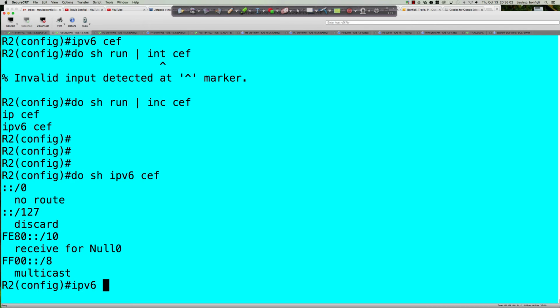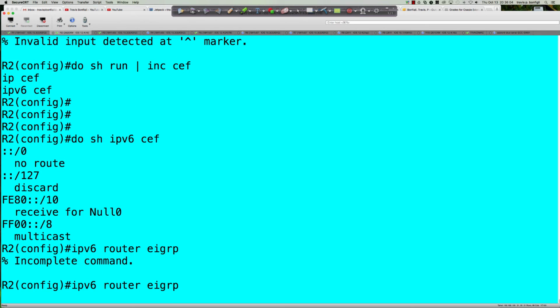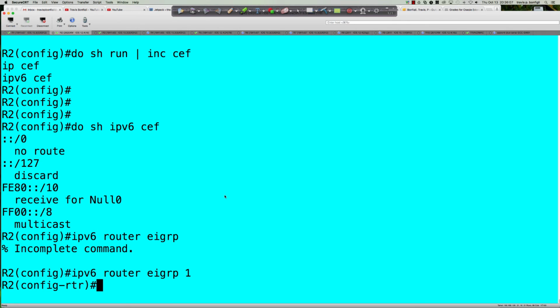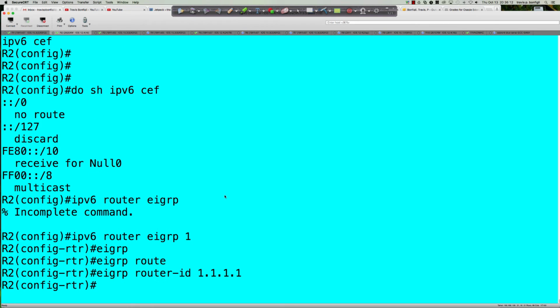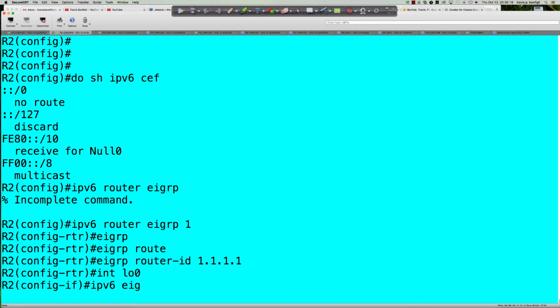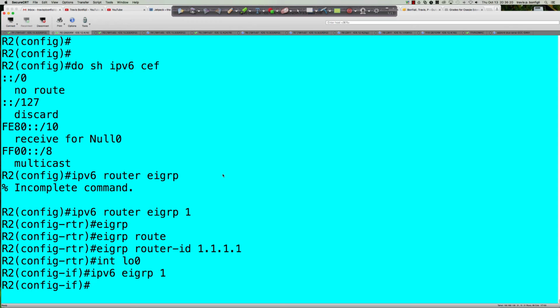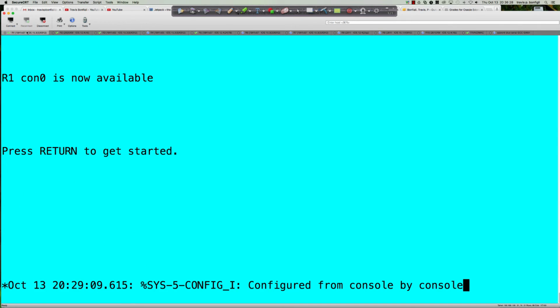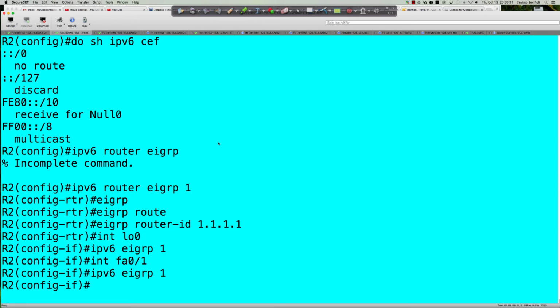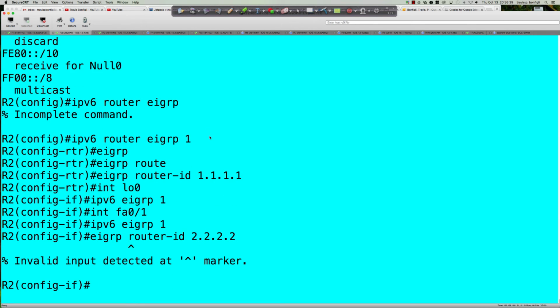So let's kick off IPv6 router EIGRP 1. And let's go ahead and say EIGRP, we'll set the router ID just to 1.1.1.1. And then we're going to jump into the loopback 0 interface and say IPv6 EIGRP 1. So we'll kick off EIGRP for IPv6, and we'll just activate it on the Fast Ethernet 0/1 interface as well. And that'll establish our adjacency over here with, oh, I'm sorry, I just realized I was on router 2 there. So the router ID is actually going to be 2.2.2.2.